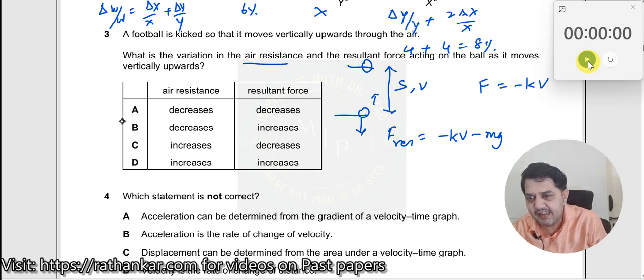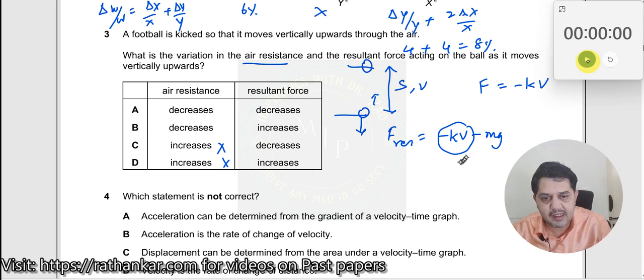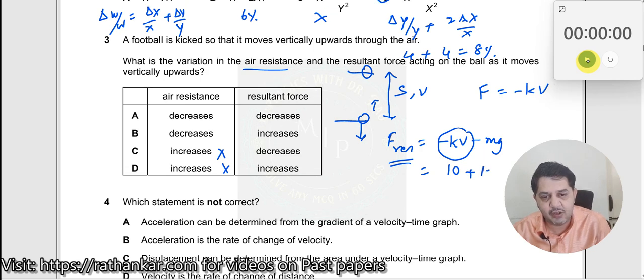Air resistance keeps on decreasing. That means these two go away. It should be one of them. And then as a result of it, when this value decreases, what will happen to the resultant value? Let us say for example, initially this was 10 and this was also something like around 12. Now if this becomes 8, then what will happen? It becomes 8 plus 12. Then as it keeps on going upwards, what will happen? This may become 6 over here, 4 over here, and so on.